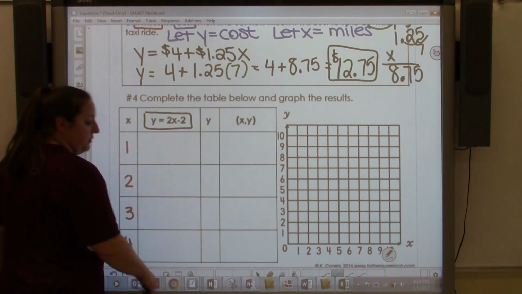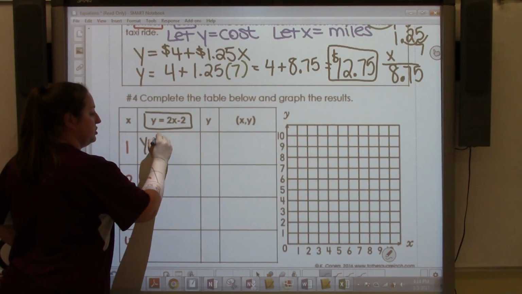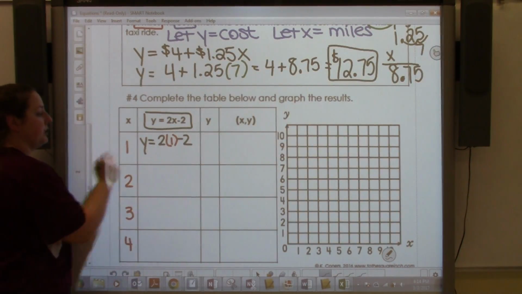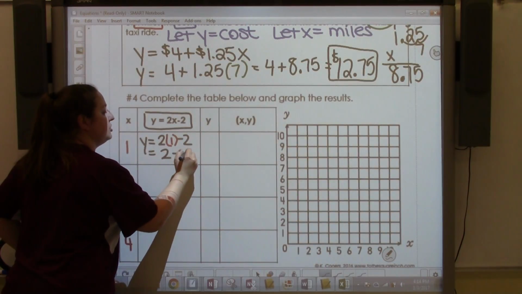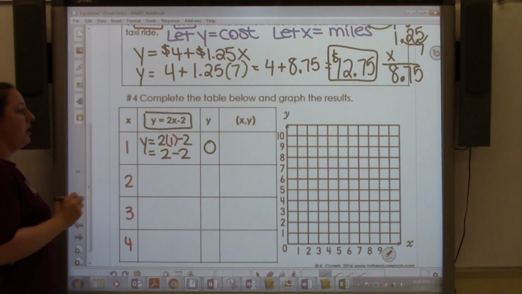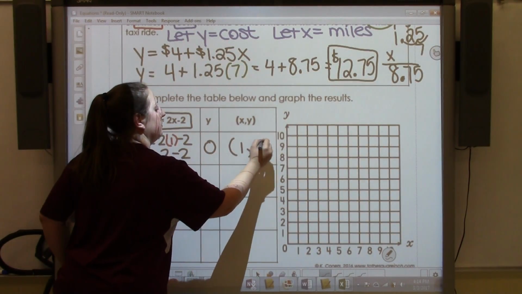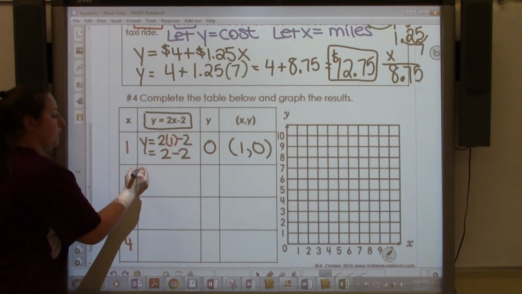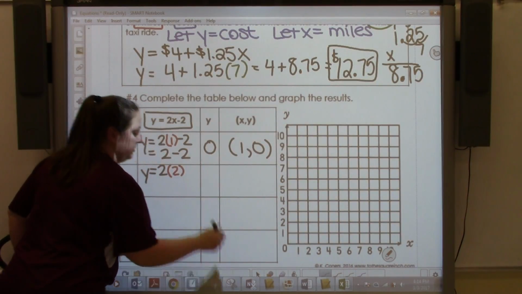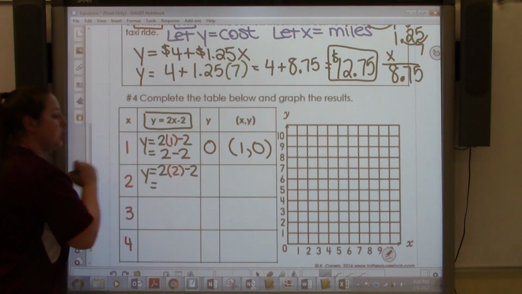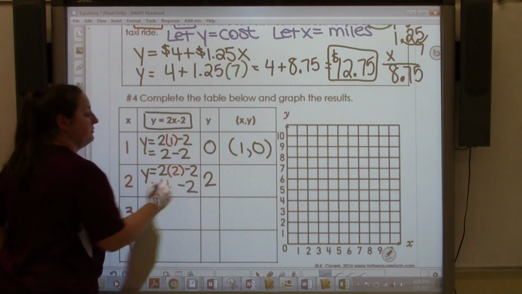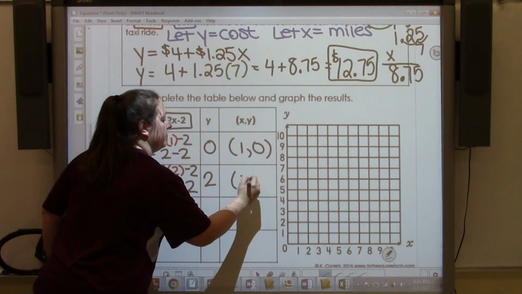All right, so we want to know what happens when y equals 2 times 1 minus 2. Well, 2 times 1 is 2. So 2 minus 2, well, that's 0. So our point is 1, comma, 0. All right, let's try another one. y is equal to 2 times, this time it's 2, minus 2. All right. 2 times 2 is 4, minus 2. 4 minus 2 gives us 2. Wow, there's a lot of 2's in that problem. Our point is 2, comma 2.